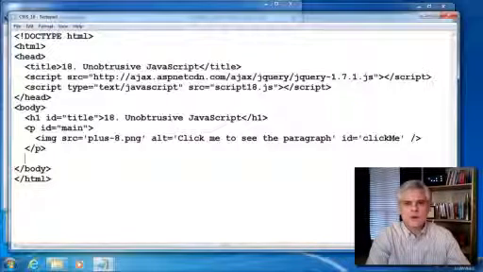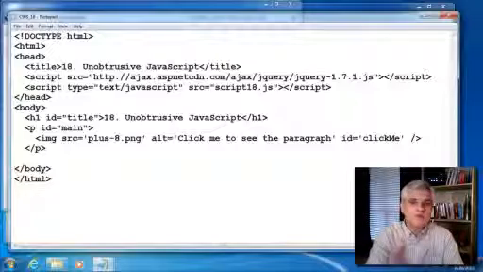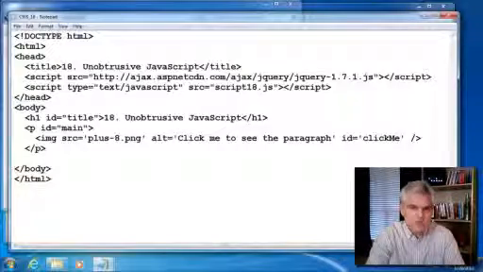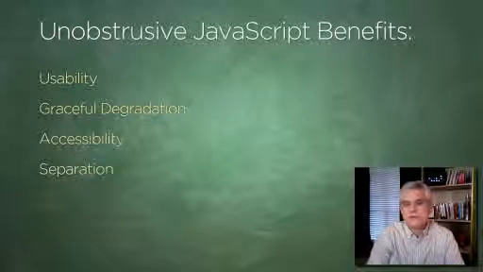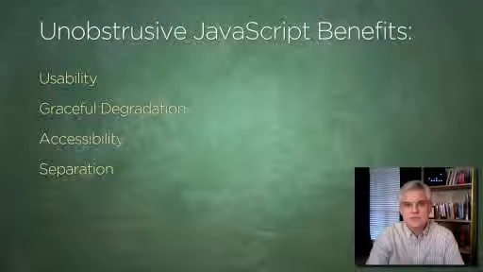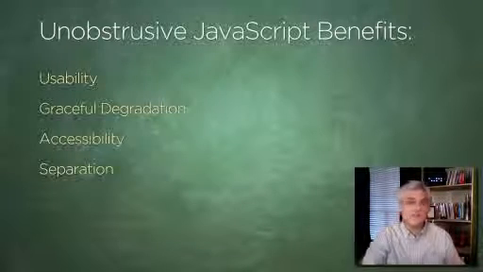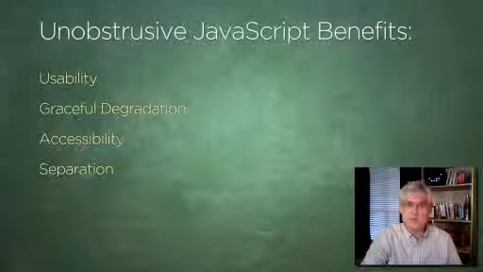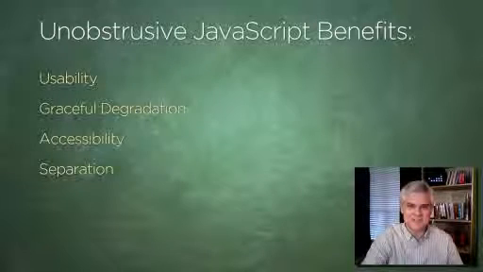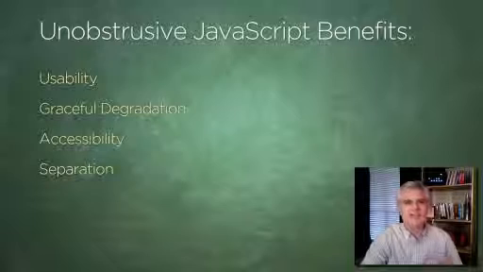So there's a group called the Web Standards Project, and they describe 4 benefits of writing unobtrusive JavaScript. The benefits are usability, graceful degradation, accessibility, and separation. Usability is in regards to the fact that the script shouldn't call attention to itself. It should just work. Users should be using it without even thinking about it. Graceful degradation is kind of the other side of the coin, that if it doesn't work, then it should just fail silently and go away and disappear and never call attention to itself.